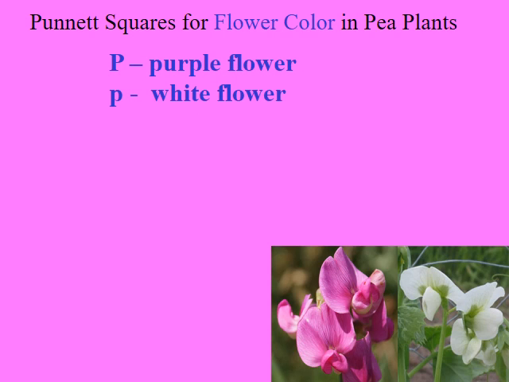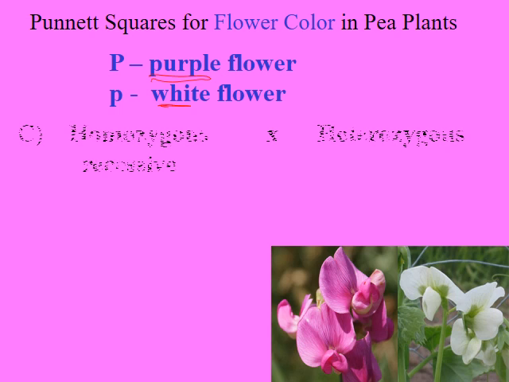Now let's switch up the traits. Let's go on to flower color. Again, Mendel noticed that flower color could either be purple or it could be white. There was no mixing of the two. So purple, he figured out mathematically, was the dominant one because it showed up the most often, whereas white, we're going to use lowercase p, was the recessive. So capital P for purple, lowercase p for white.